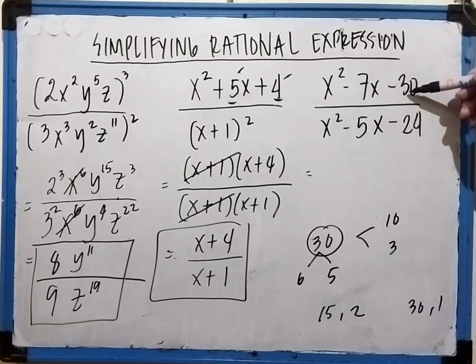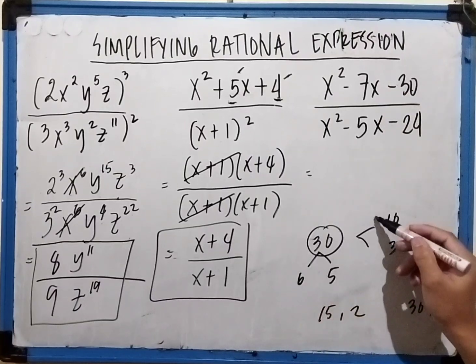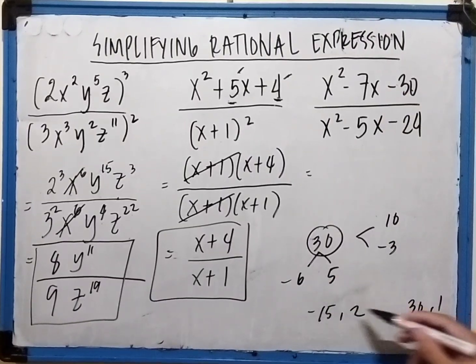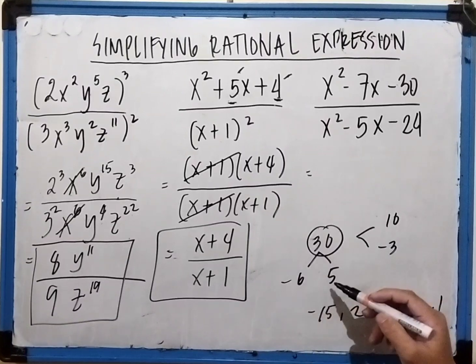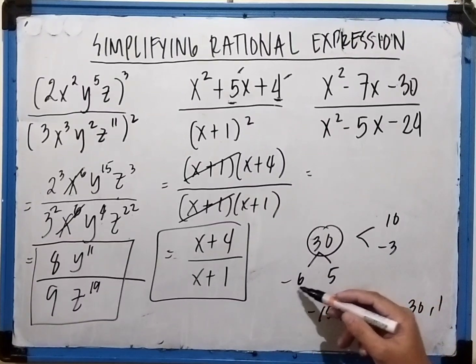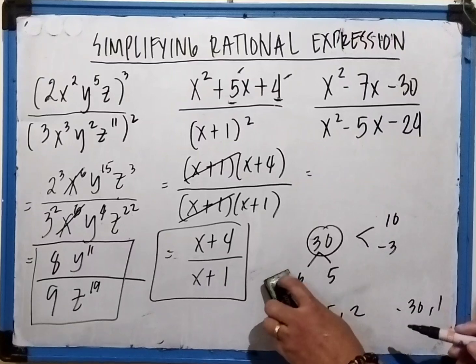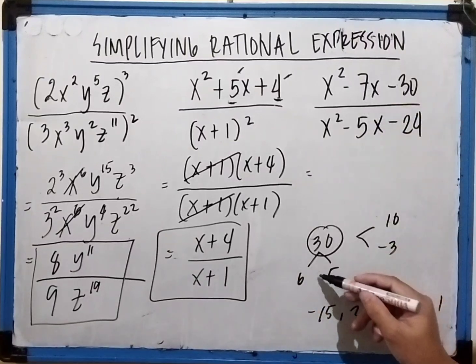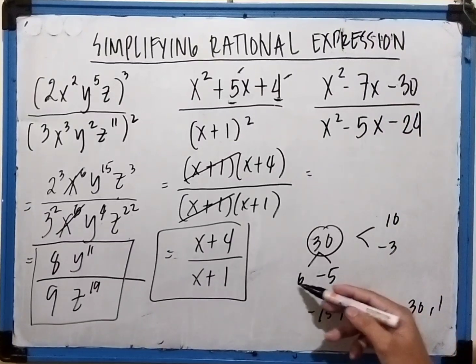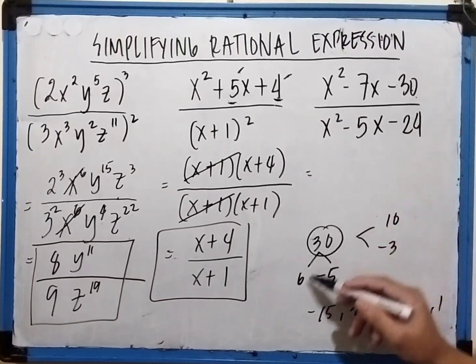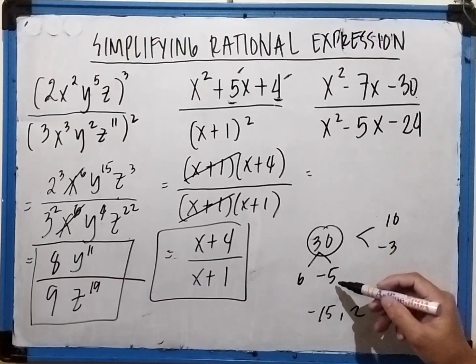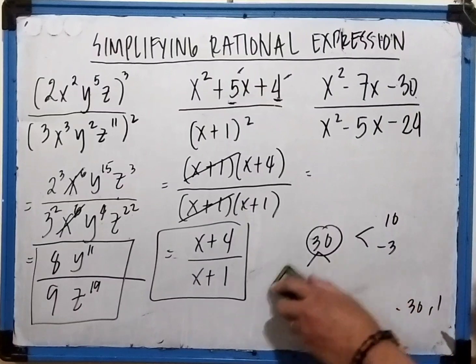So since this is negative 30, pwedeng ang isa sa kanila ay negative. So halimbawa ito, because negative 6 times 5 is negative 30. Pero negative 6 plus 5 is negative 1. So hindi pwede. Kung babalik naman natin, that is 6 times negative 5, negative 30. Pero 6 minus 5 is 1. So hindi rin pwede. So cancel na ito.